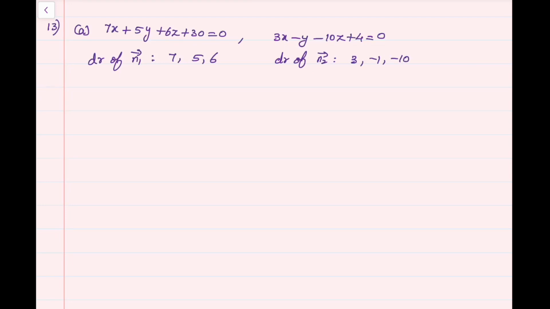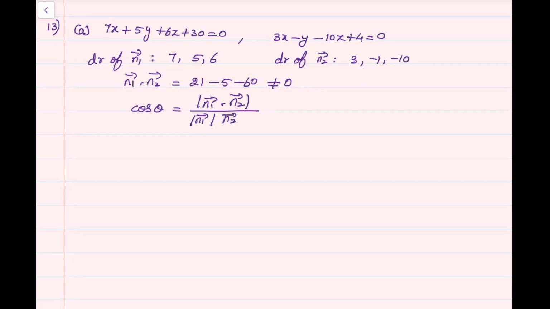They are not proportional, therefore they are not parallel. Let us check the dot product. Perpendicularity condition we are checking. 21 minus 5 minus 60, not 0. So they are neither parallel nor perpendicular. In such cases, we have to find the angle between them. Therefore, cos theta is equal to, the formula is n1 dot n2, absolute value of, divided by magnitude of n1 times magnitude of n2.